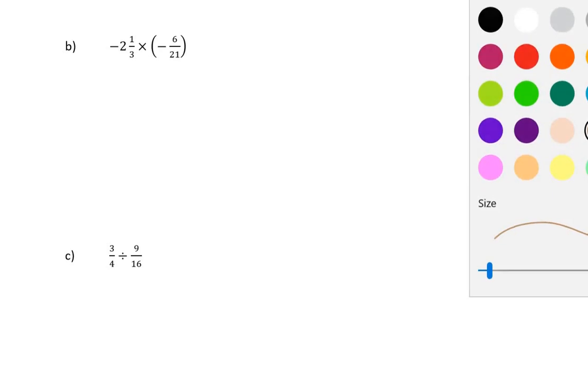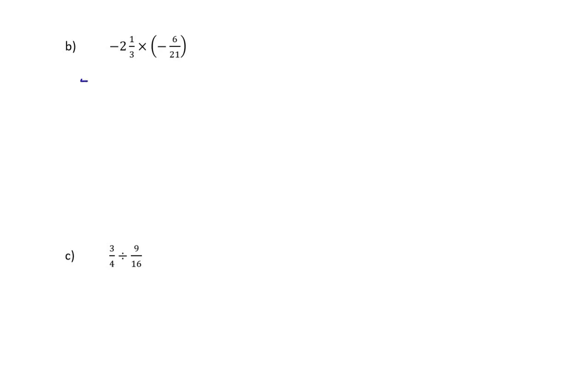Here again, I've thrown in a mixed number. Not a problem. I deliberately made it negative, so we can practice the fact that this just means it's negative. It doesn't have any bearing on the mixed number. So 2 times 3 is 6, plus 1 is 7. So it's 7 divided by 3. Now I'm going to put that in a bracket because I'm just too lazy to write multiplication signs.